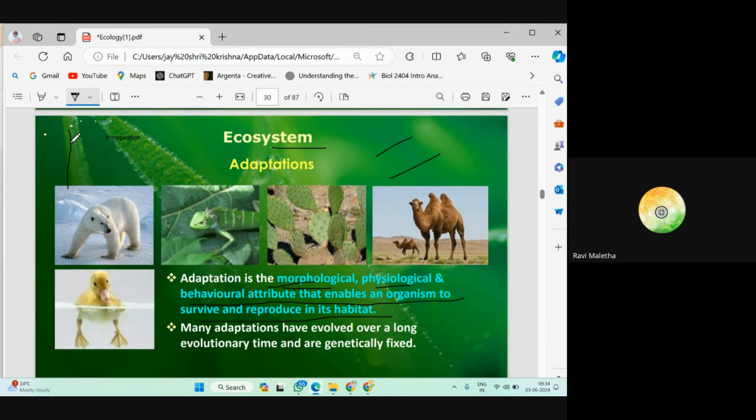Can you give another example for this morphology? First, did you understand what morphology is? It is basically the shape: the type of leaf, stem, and roots present in a plant. It is known as morphology. So this morphology can help in adaptation, and then it is known as morphological adaptation.